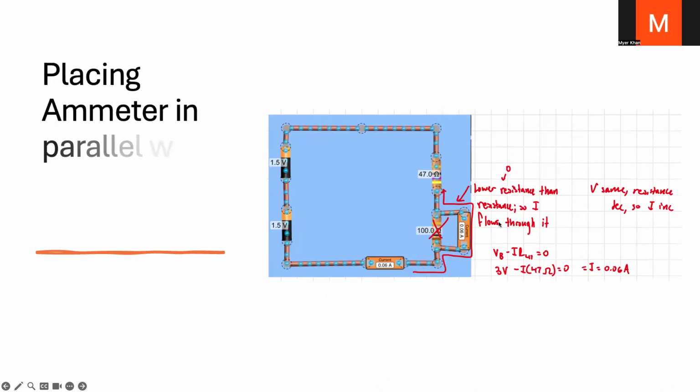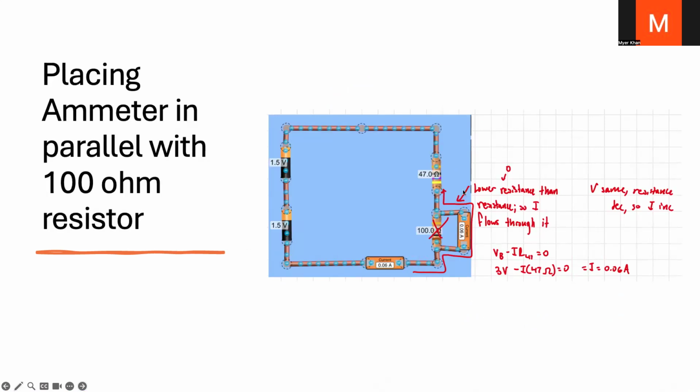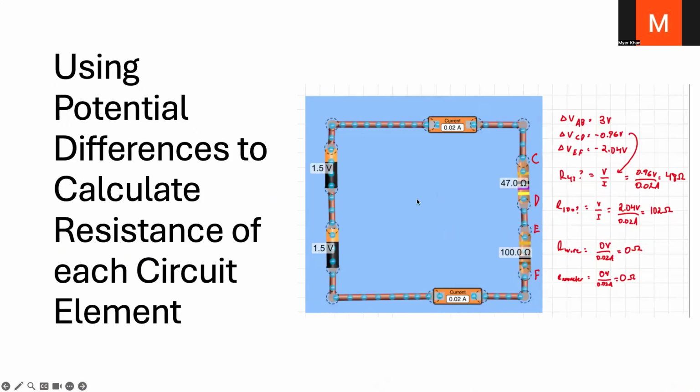Placing an ammeter parallel to the 100 ohm resistor, we saw the negligible resistance of the ammeter in this ideal system, and the current, or electrons, take the path of least resistance and flow through that instead of the resistor. So this brings the total circuit resistance to 47 ohms, and with this we can plug our values into our Ohm's law equation and saw that the output shows basically what the ammeters are over here.